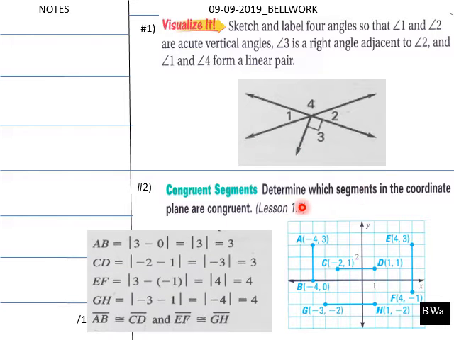And then to determine which segments are congruent, here is the breakdown. We figure the absolute value for the lengths of these lines. And we have 2 lines here that are congruent, AB and CD. And these 2 here are congruent. So there is your selection. That takes some time to go through and patience to put those inside of absolute value brackets.